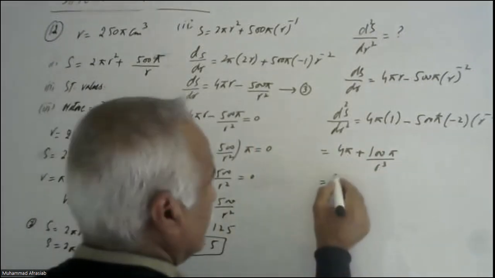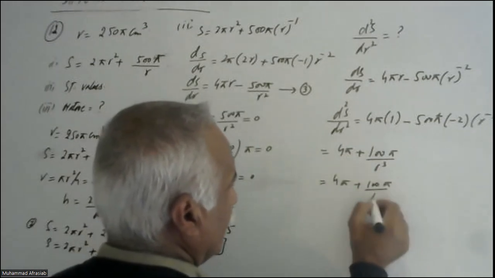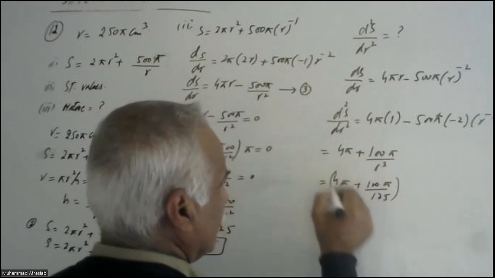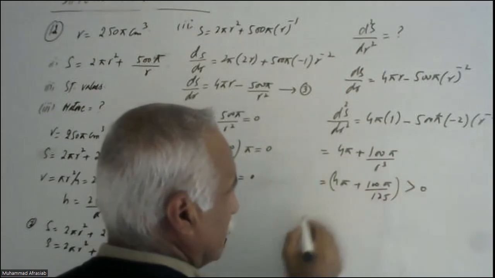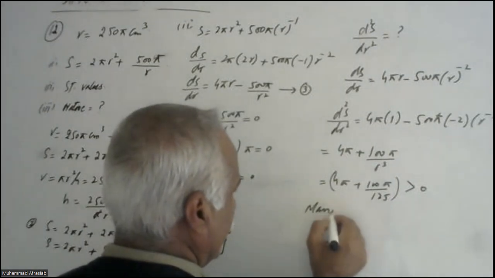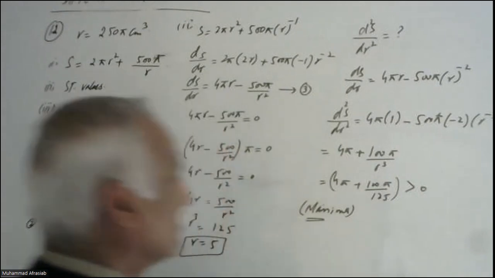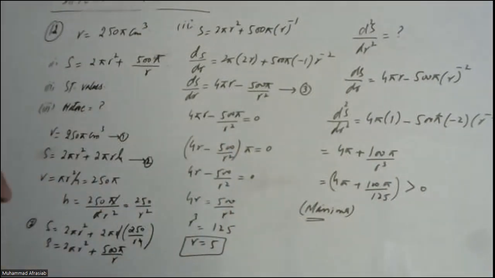But r cube is equal to 125. So 4 pi plus 1000 pi over 125. And this value is greater than 0. So the value is minimum. This is the nature, that at this point it is the minimum of that value there.